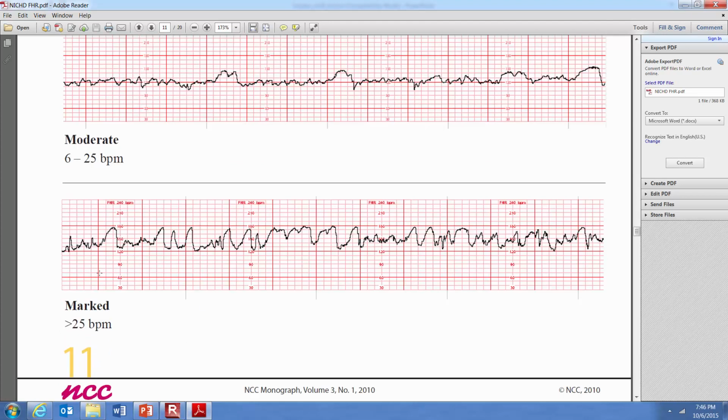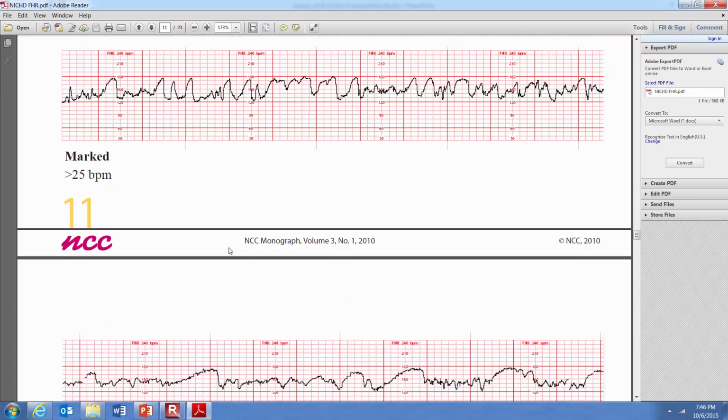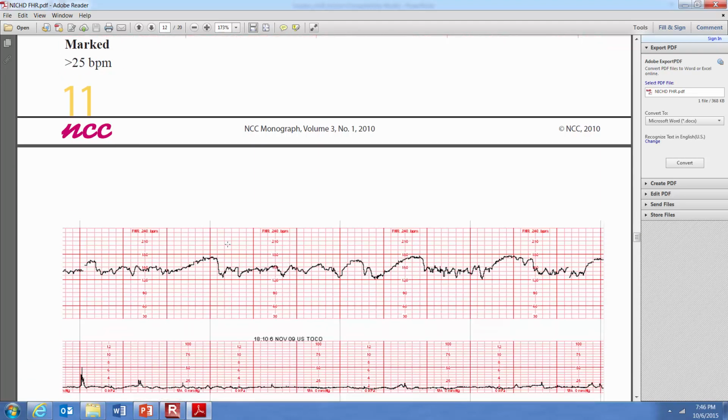Now here's marked variability all the way across that paper. Now look at this little section here. That's not marked. That's not greater than 25 beats, but we're not looking at one little section. We're looking at our average across a 10-minute strip. And those are definitely bigger than 25 beats. That's marked variability. Our baby is telling us, hey, look, I'm working really hard to try to get oxygen and I'm going to get tired. You need to help me, okay?